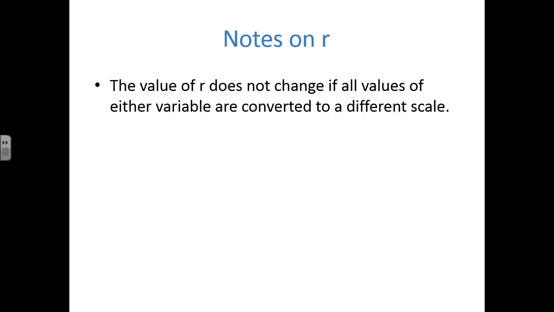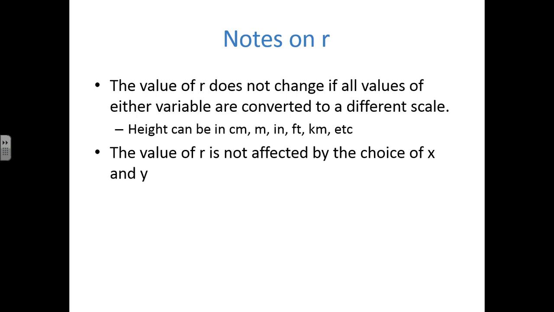Some other ideas on the correlation coefficient are, first, the value of r does not change if we convert our values to a different scale. For example, height could be in centimeters, meters, inches, feet, kilometers, etc. And regardless, we would get the same value of r. The value of r is not affected by the choice of x and y. Okay, so if x is linearly related to y, then y is linearly related to x. So if we interchange x and y, r remains unchanged.